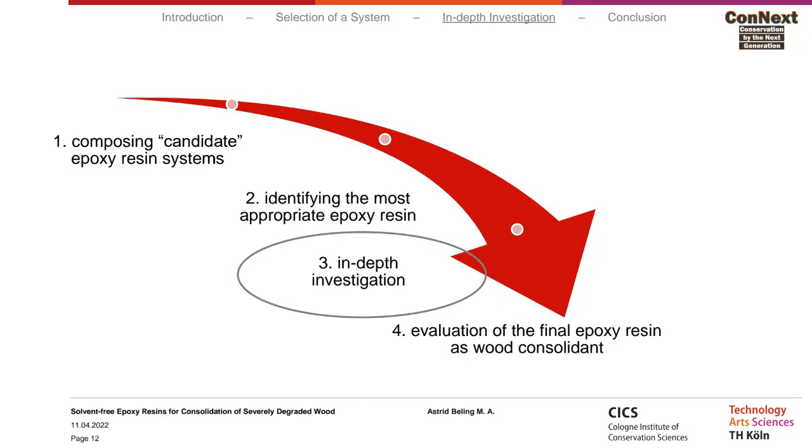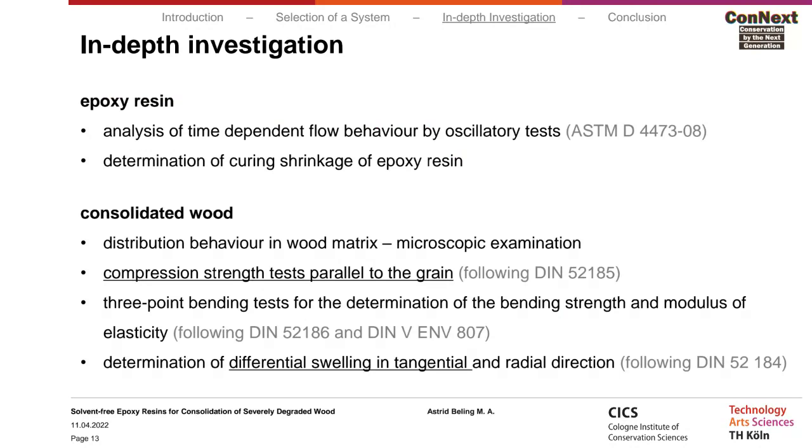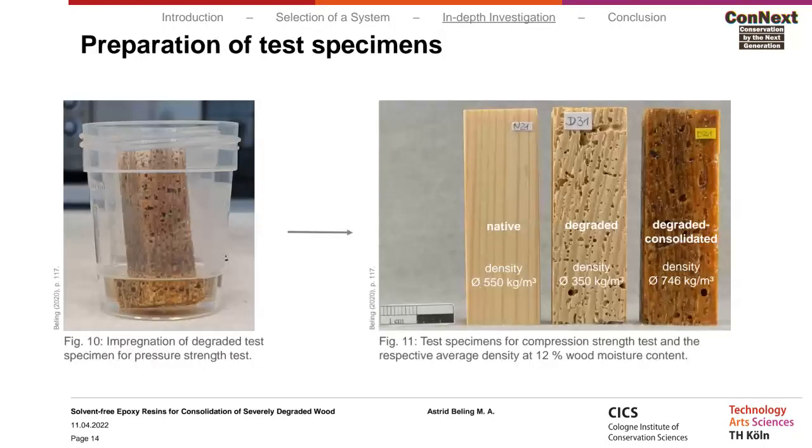Now let's look at the list of the in-depth investigations carried out on the selected epoxy resin. It got analyzed for its time-dependent flow behavior and its curing shrinkage. Furthermore, I examined by microscopic examination how the resin distributed in the wood matrix. I carried out a compression strength test and a three-point load test to determine the bending strength and the modulus of elasticity. Lastly, I assessed the swelling behavior. Given the short amount of time, I can only present some of the results, which are underlined.